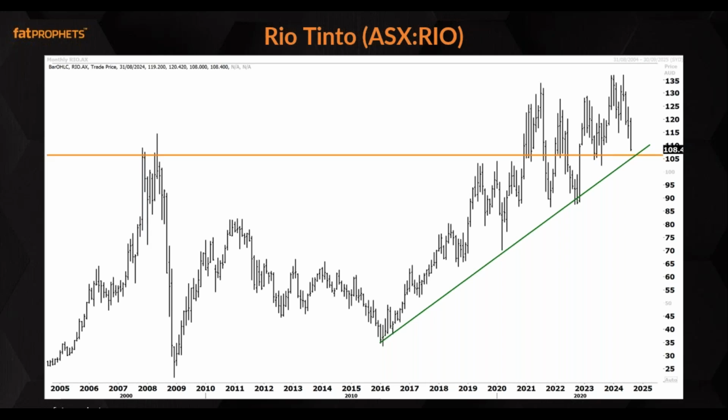And our base case is that iron ore prices will reassert to the topside in the fourth quarter. I think some of these marginal high cost producers are going to have to start shutting down now. They can't compete, obviously, with the likes of BHP and Rio, which have much lower operating costs at sort of $30 a ton. So I think the iron ore market starts to right itself.